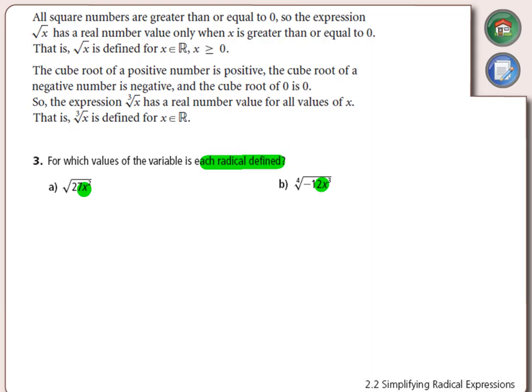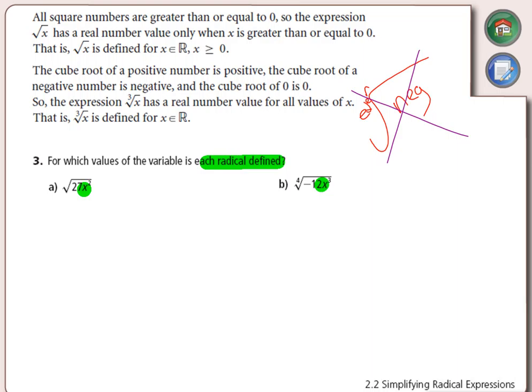Because remember, you can't take the square root, or 4th root, or 6th root, or 8th root. No even root of a negative number. No even root of a negative number. That ain't going to work. So let's read what it has to say there. All square numbers are greater than or equal to 0. So the expression, square root of x, has a real number only when x is greater than or equal to 0. Blah, blah, blah, blah, blah.